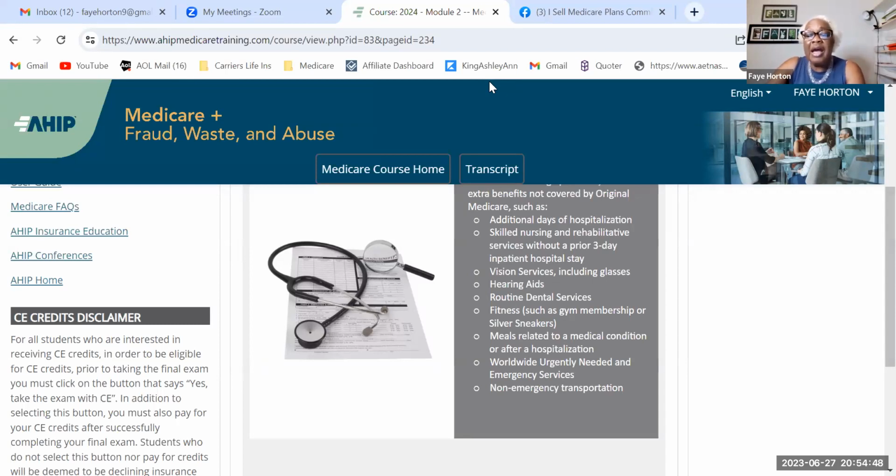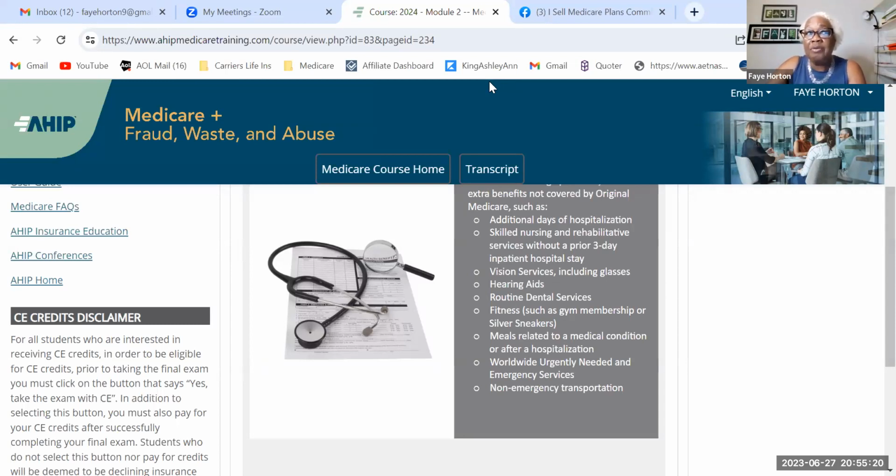Hearing aids are not covered by original Medicare. Routine dental services are not covered by original Medicare. Fitness and gym memberships like Silver Sneakers are not covered by original Medicare. Meals related to a medical condition after hospitalization are not covered by original Medicare. Worldwide, urgently needed and emergency services are not covered by original Medicare.